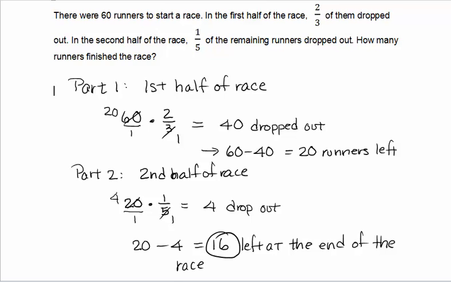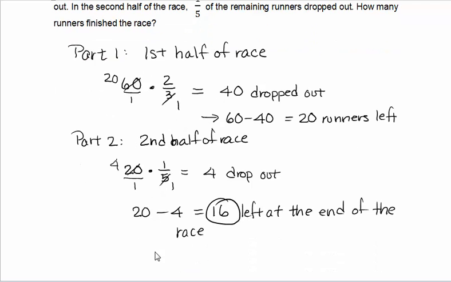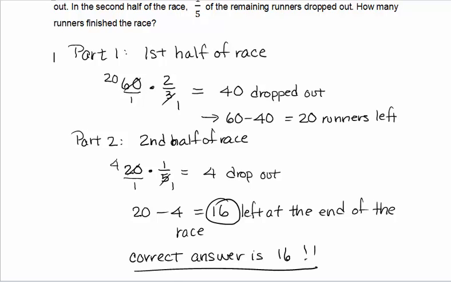Okay, so this is the correct answer. 16 runners we have left at the end of the race. This is the correct answer, right? Correct answer is 16. Okay?